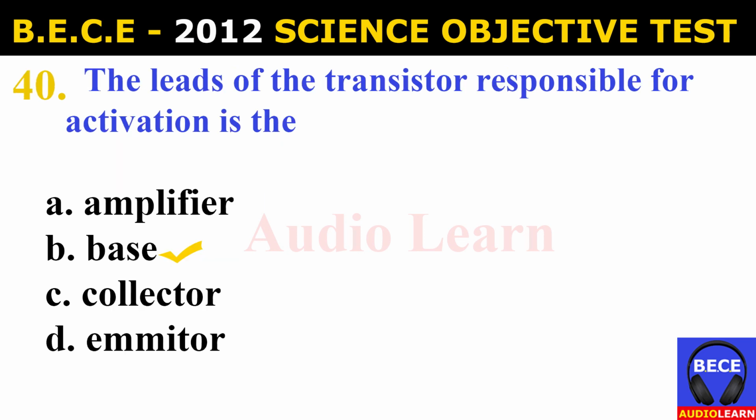Number 40. The lead of the transistor responsible for activation is the A. Amplifier. B. Base. C. Collector. D. Emitter. And the answer is B. Base. The lead of the transistor responsible for activation is the base.